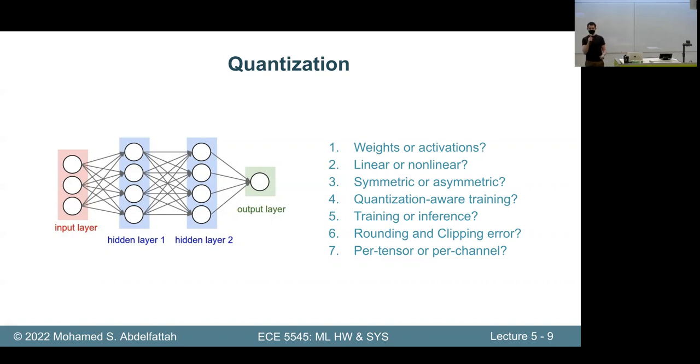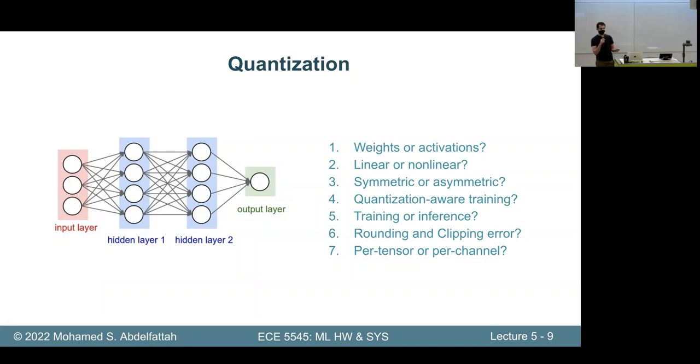So that's something called quantization-aware training. And where do we apply quantization? Do we apply it for training to make training more efficient, or do we apply it to inference to make inference more efficient? Usually you'll find that it's applied to inference, but there are cases where it's applied to training as well. And quantization involves simple mathematical operations like rounding and clipping and truncation.